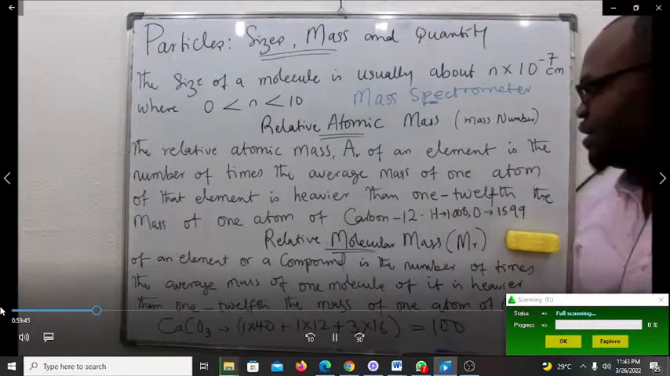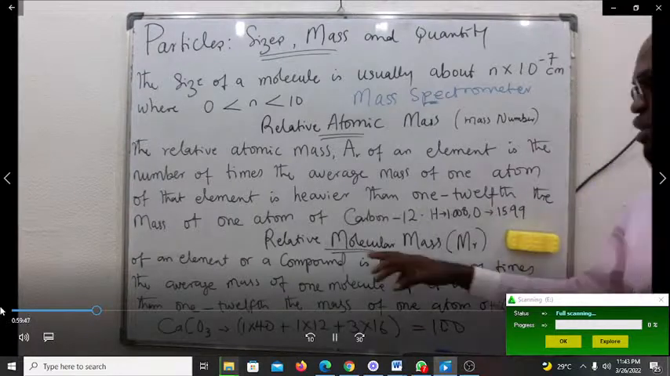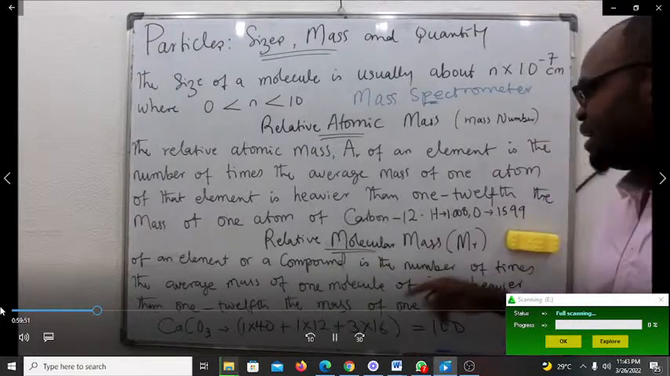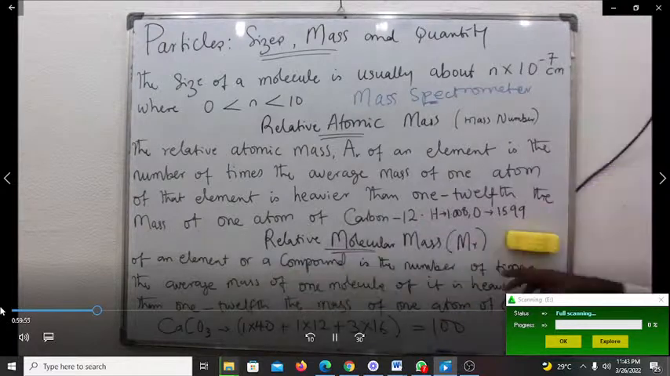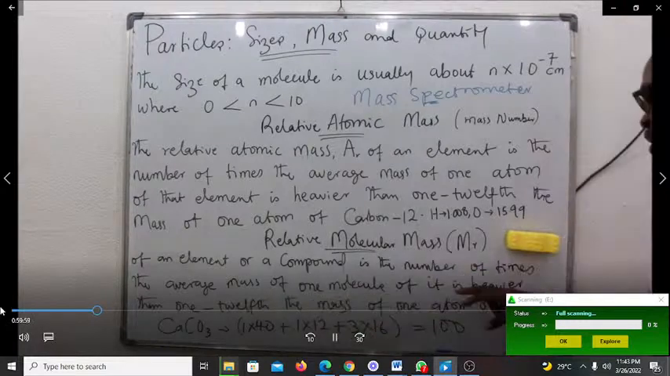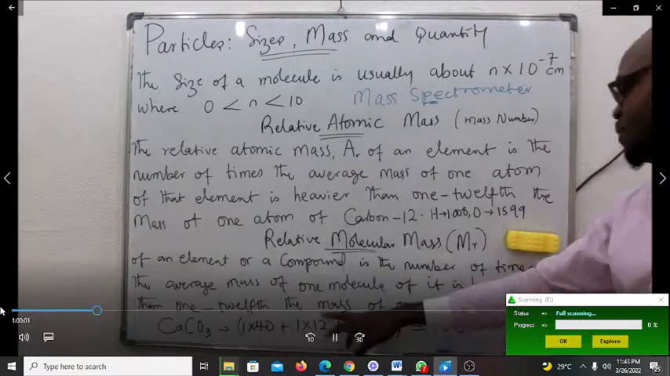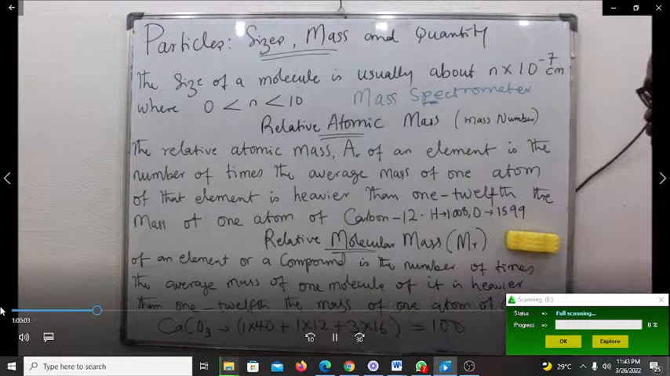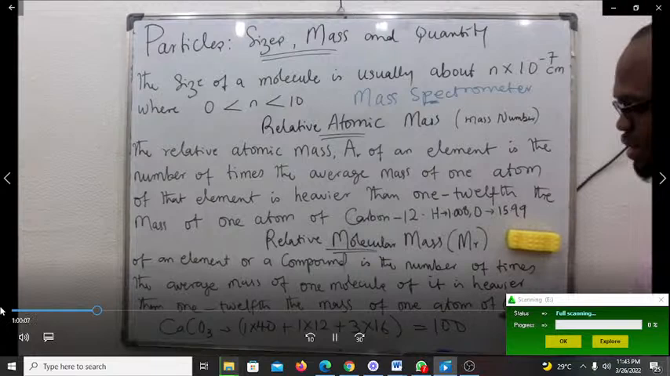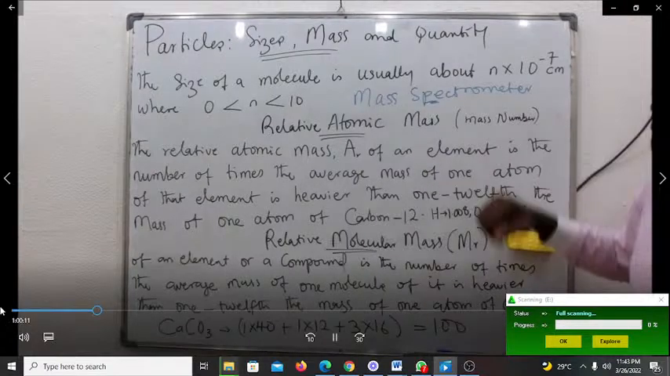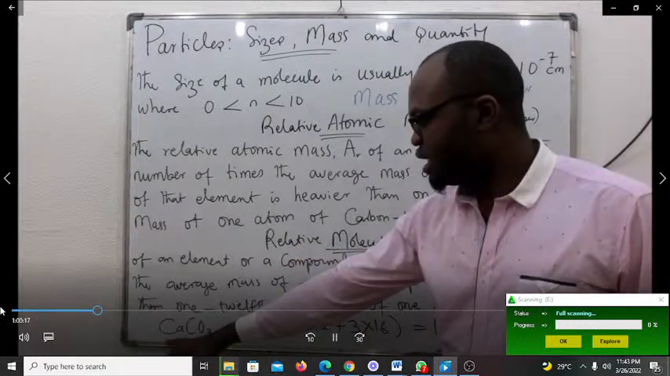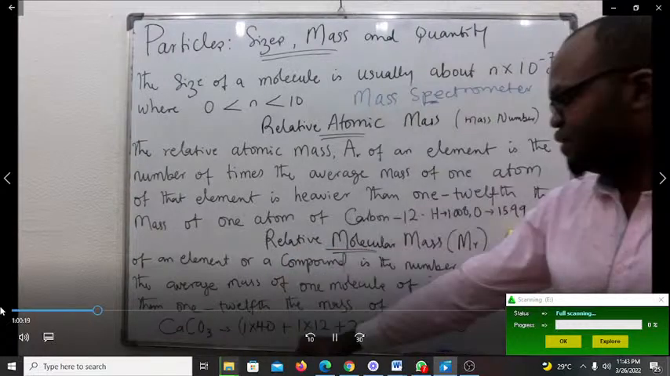Now, the relative molecular mass. When you're talking about molecular mass, you're talking about compounds. The relative molecular mass of an element or a compound is the number of times the average mass of one molecule of it is heavier than 1/12 of the mass of one atom of carbon-12. So this carbon-12 is actually the isotope of carbon that is used as the reference in these calculations, using the mass spectrometer to measure.